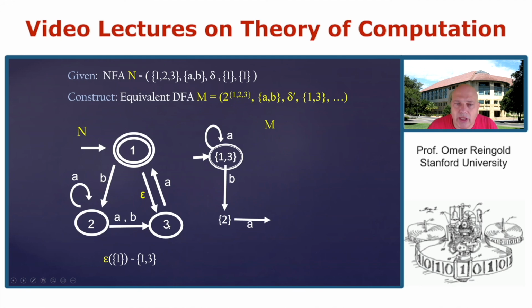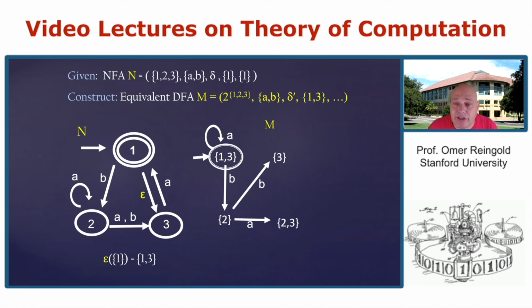So from 2, you can reach the set 2, 3. And now you need to take the epsilon closure of 2, 3, but it is just 2, 3 itself. Again, no epsilon transitions. What about B? Where can you reach from 2 with B? So from 2, 3 on B, you can reach 3, and that's it. So you have a B transition to 3.